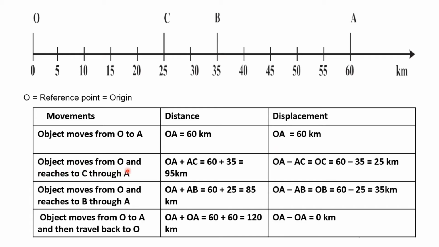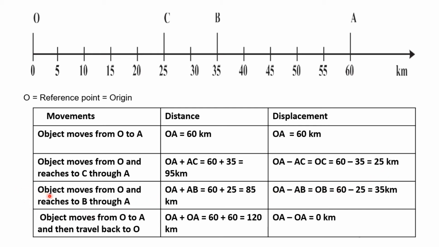The object moves from O and reaches to C through A. That means the path covered is like this. It goes to A, returns back to C. What is the distance traveled? It will be from O to A plus A to C. So here it is written OA plus AC is equal to 60 plus 35 is equal to 95. Now let us find out displacement. Displacement will be OA minus AC, that is coming out to be OC. So 60 minus 35 comes out to be 25 km.